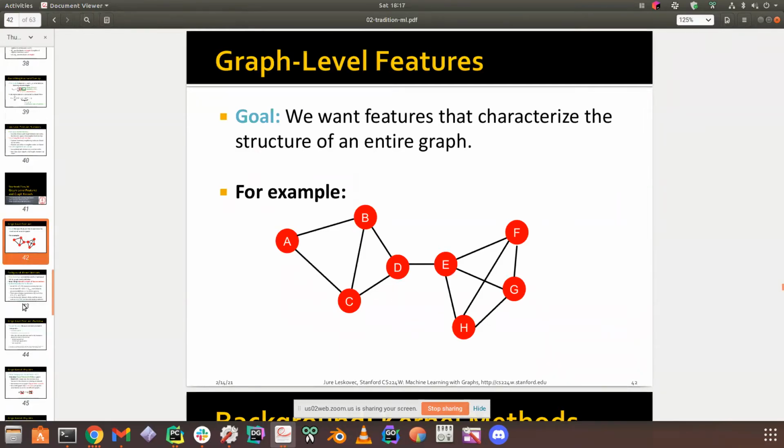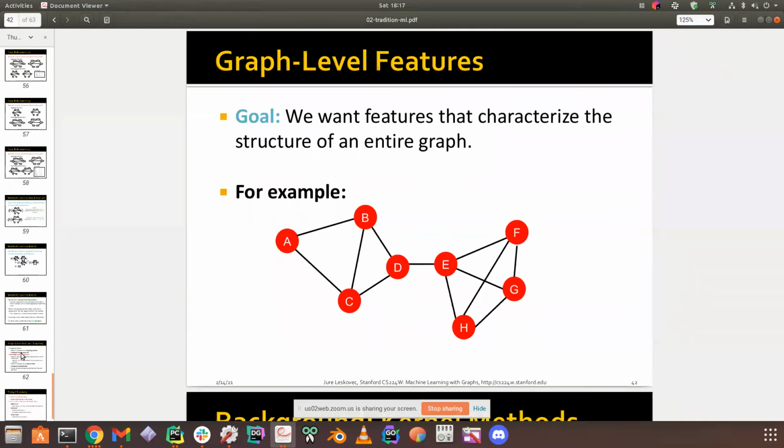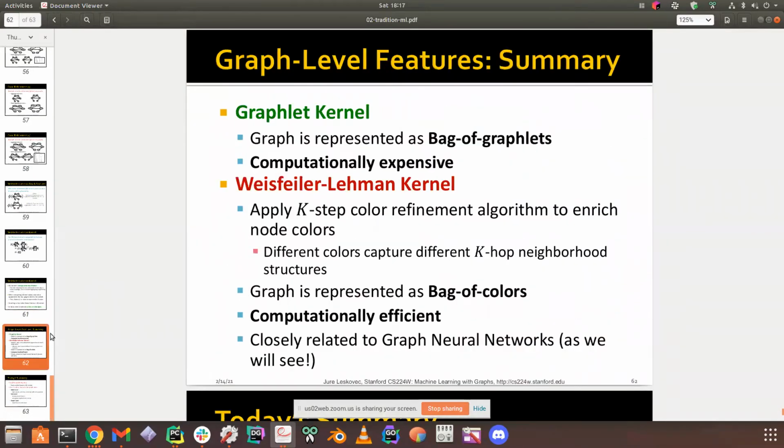And there's two main kinds of features. The first is the graphlet kernel, which basically breaks down a graph into all these different patterns of graph motifs, and you count how many of each one there are. So it's like a bank of graphlets. But obviously, you have to loop through all the possible combinations, and it's really expensive.